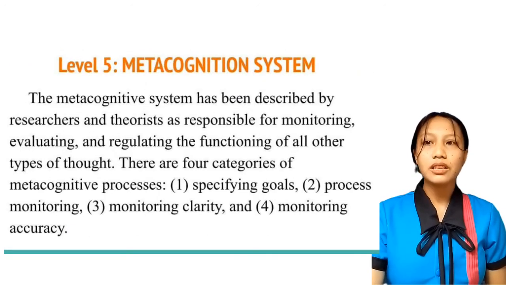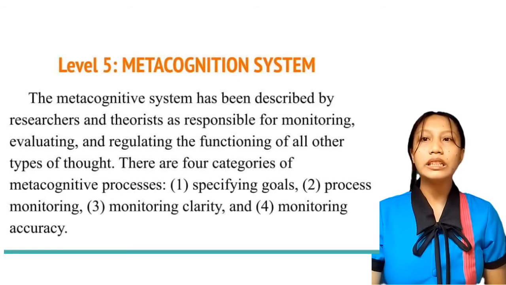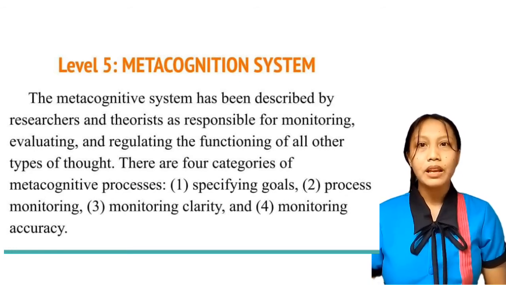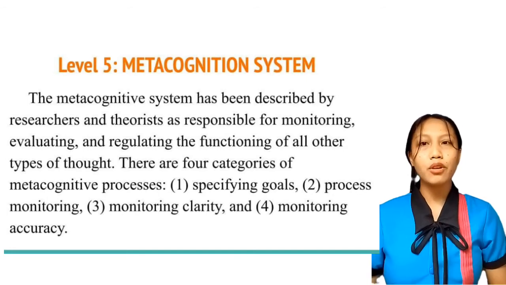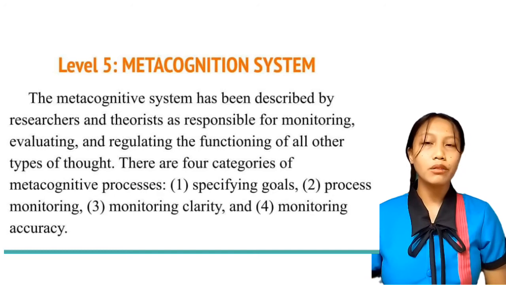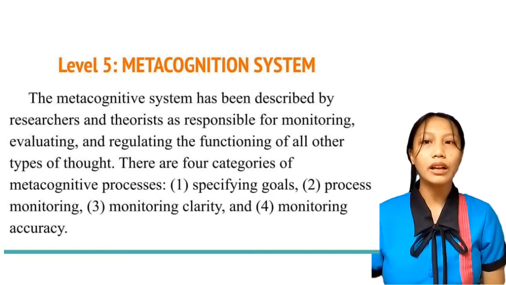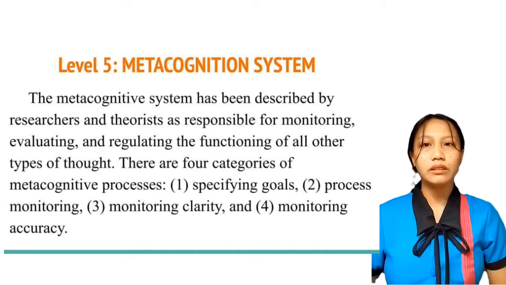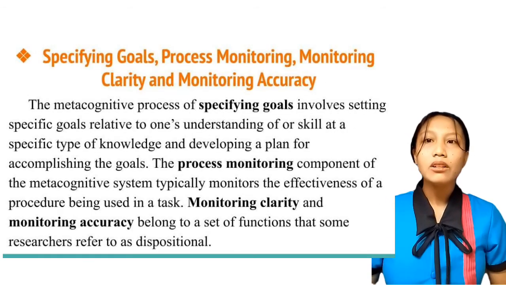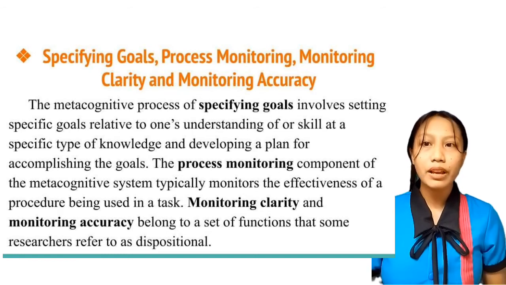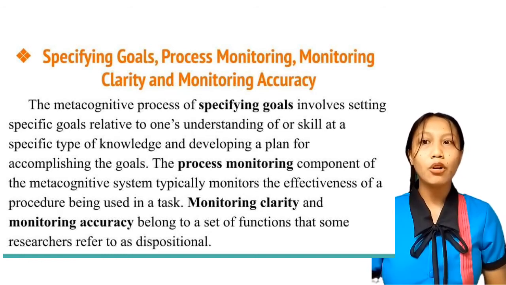The metacognitive system, which is level 5, has been described by researchers and theorists as responsible for monitoring, evaluating, and regulating the functioning of all other types of thought. There are 4 categories of metacognitive processes. The metacognitive process of specifying goals is to set specific learning goals and develop a plan for accomplishing those goals.